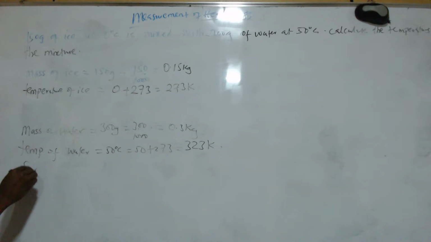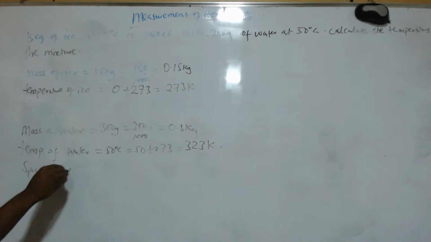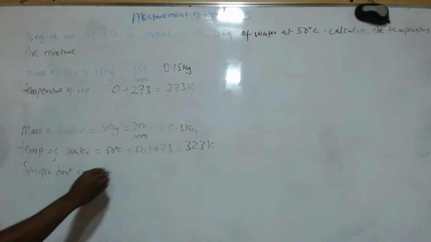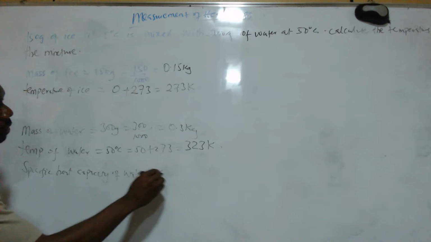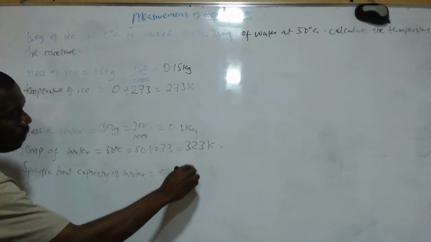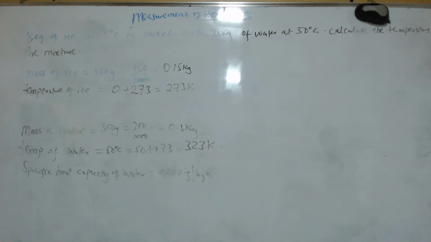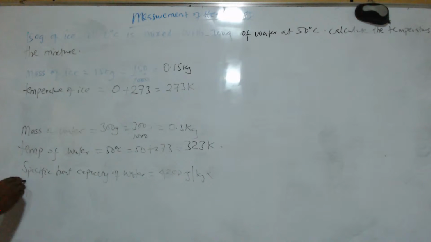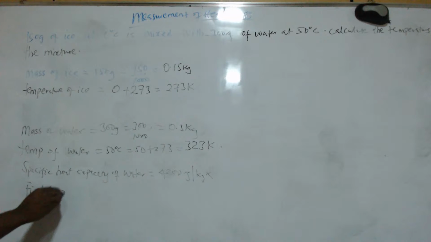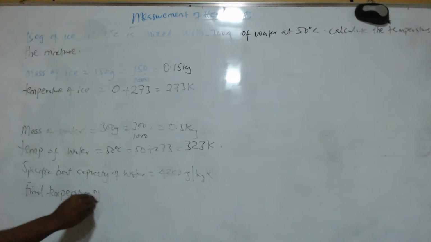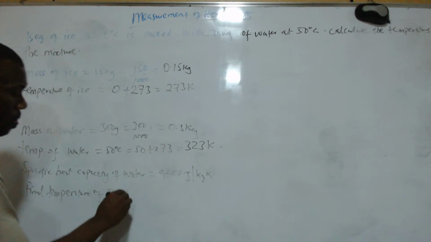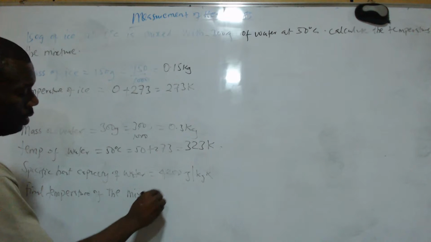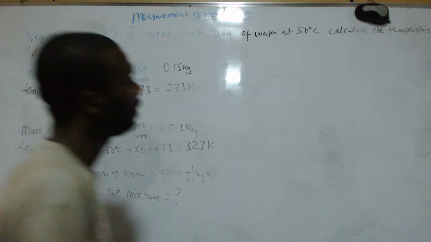Now, specific heat capacity. Specific heat capacity of water is 4200 joule per kilogram per Kelvin, which is the same thing as the specific heat capacity of the ice. Now, we will start analyzing. We will now say final temperature of the mixture. The final temperature of the mixture is unknown. That is what we find out.